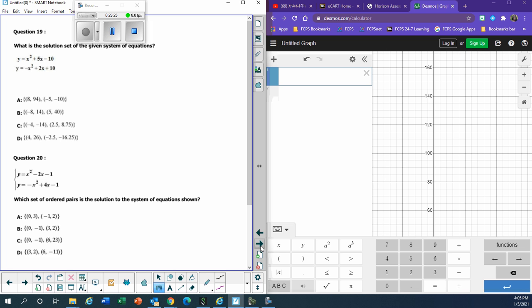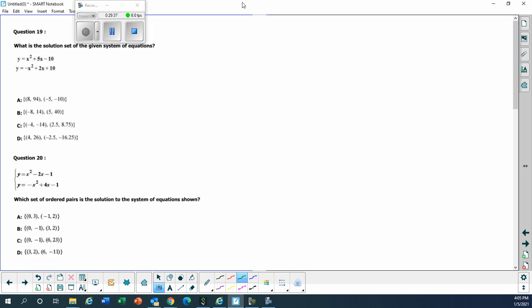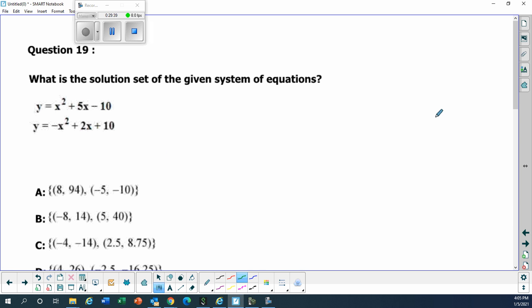All right, so the same thing with this one. What's the solution set of the given system of equations? I don't want it to pass 30 minutes. Graph both and see where the two intersect. The same thing here, graph both and see where it intersects. So this is kind of a review for your test.